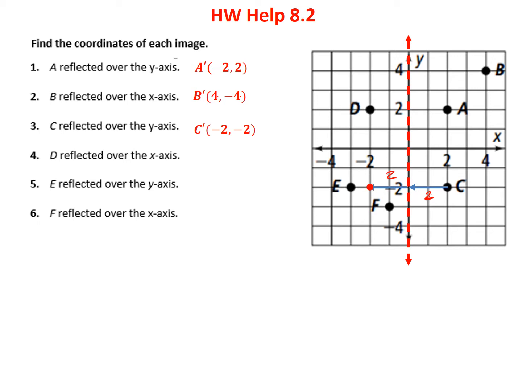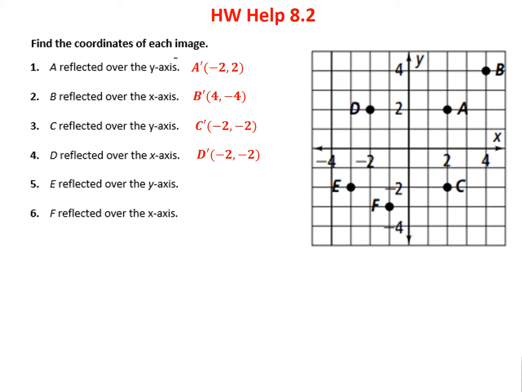For D, we're going to reflect over the x-axis. So there's our x-axis again. So D is up here. And so now we're going to go down to the axis. Notice we go down 2. And so then we'll go 2 over the other side. And notice we end up at the same point we just did for C prime. So in other words, our D prime ends up having the same value, minus 2, minus 2.